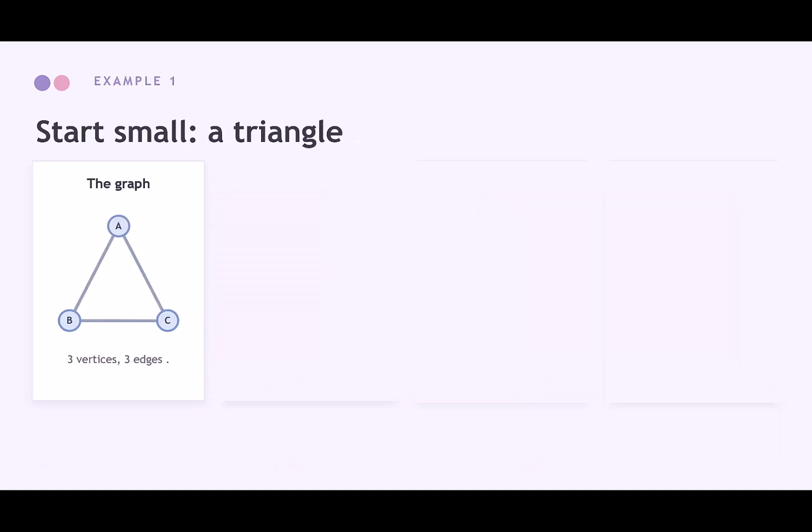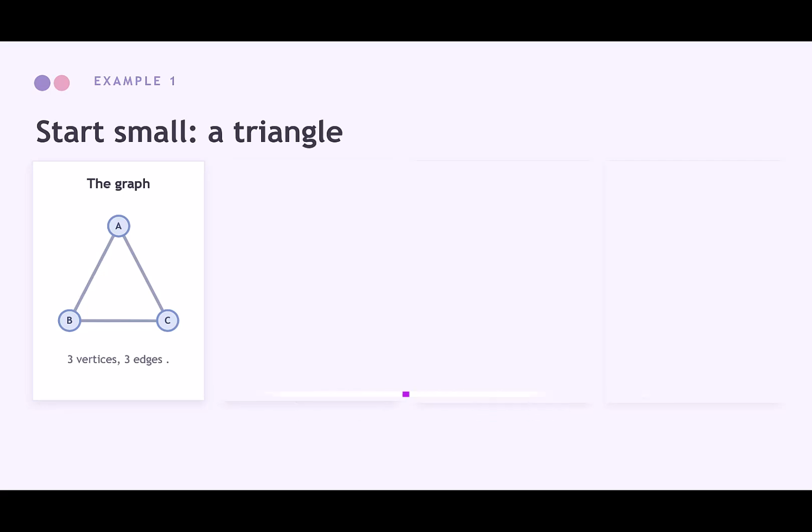So let's start small with a triangle. We have three vertices, A, B, and C, and all three vertices are connected. So three vertices, three edges. Because we're making a spanning tree, we know we only need to have two edges in our graph, so we get to drop one.